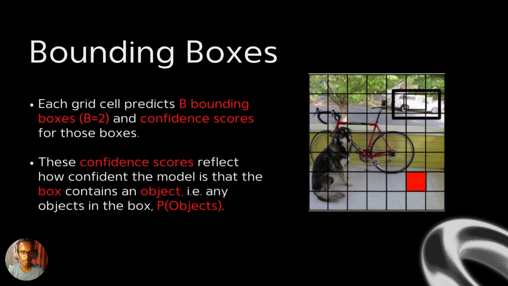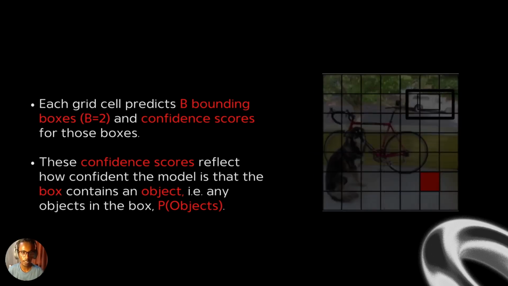Second, we represent each cell, and each cell is going to predict 2 bounding boxes. So in YOLO version 1, only 2 bounding boxes can be used per cell, and we're going to use a confidence score for those boxes. These confidence scores reflect how confident the model is that the box contains an object, and it's given as the probability that the object is located inside of the box.